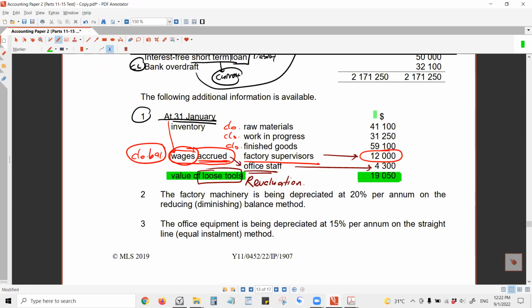Then info number 2, guiding you on calculating depreciation for factory machinery, reducing balance method, 20%. See, depreciation topic, right? Office equipment, straight line method, 15%. So later we calculate when we are doing that part of the answer. Now let's start to write the answer.